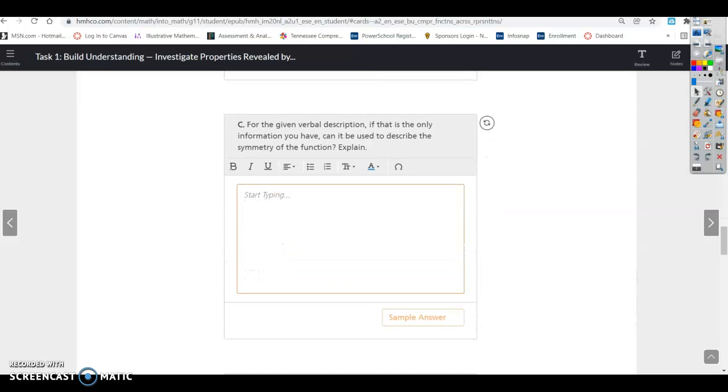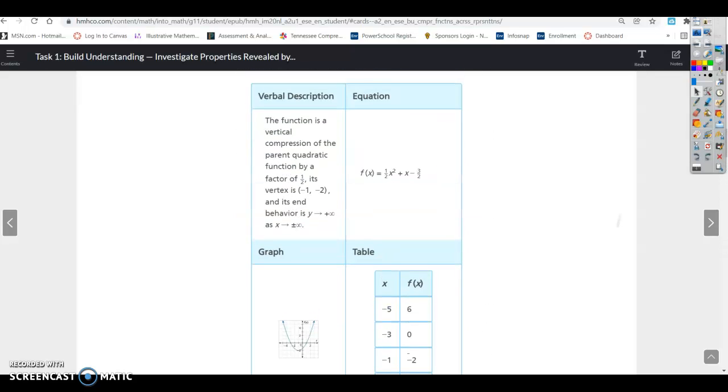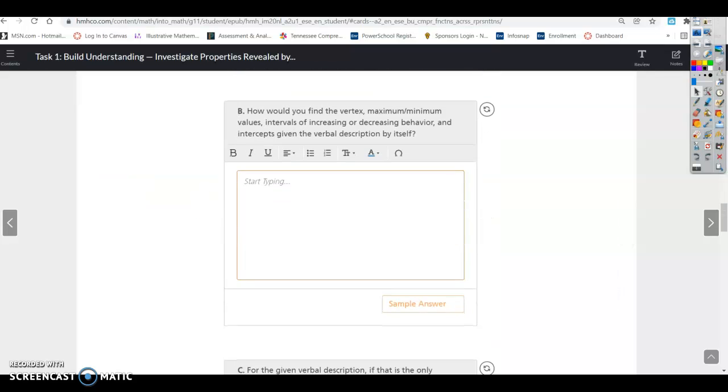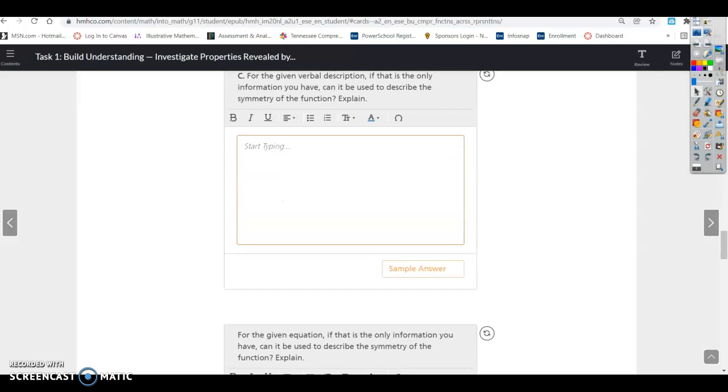All right, for the given verbal description, if that is the only information you have, can it be used to describe the symmetry of the function? And the answer is yes, because it's a parabola, a quadratic with an x squared term, that means it's symmetric at the vertex. And since the vertex is given, the axis of symmetry is x equals whatever your x value is for the vertex. In this case, I believe it was -1, which I mentioned when we were looking at this. So yes, you can determine that just from the verbal description.